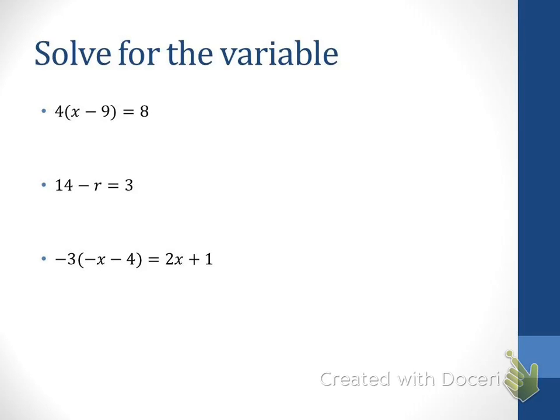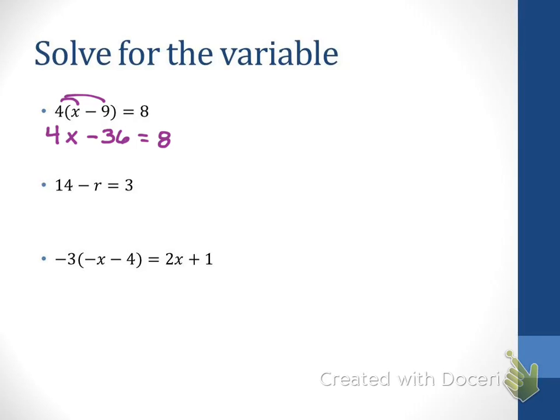In this first problem right here, what do you think I should do first? Madison? Distributive property. 4 times x is 4x. 4 times negative 9 is negative 36 equals 8. Now all I need to do is combine like terms so I can solve for x. What are my like terms? Darius?